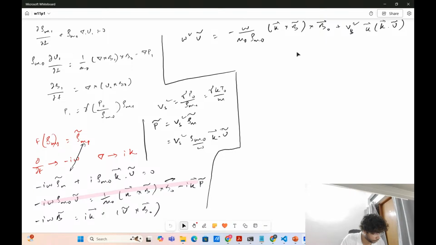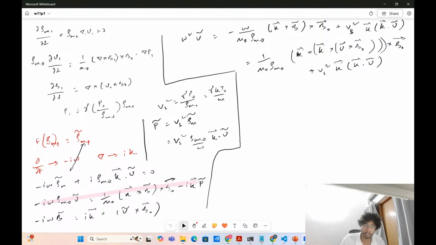So let's replace b with this, and this becomes this thing, times p naught plus vs square k dot u tilde, right? Okay, so this is the equation that we have.